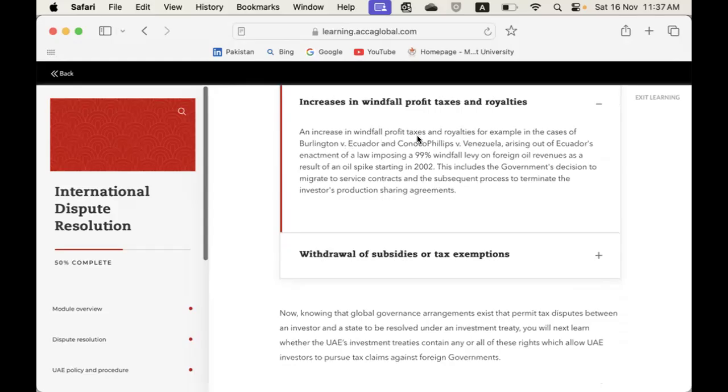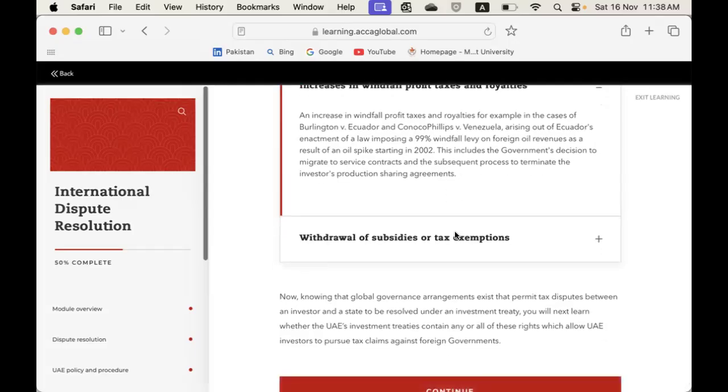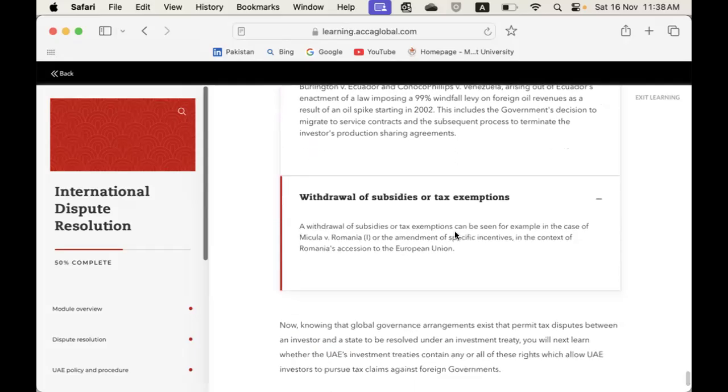An increase in windfall profit taxes and royalties, for example, in the cases of Burlington versus Ecuador and ConocoPhillips versus Venezuela, arising out of Ecuador's enactment of a law imposing a 99% windfall levy on foreign oil revenues as a result of an oil spike during 2002. So these include the government's decision to migrate to service contracts and the subsequent process to terminate the investors' production sharing agreement. So this happened in Venezuela, whereby almost 100% of the profit was taken back.